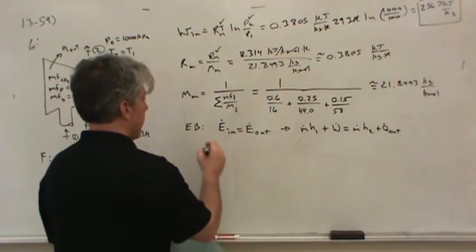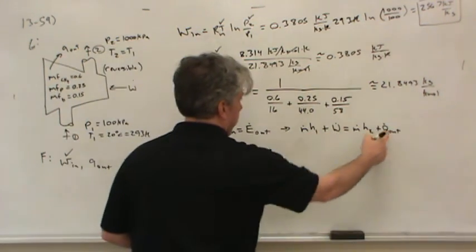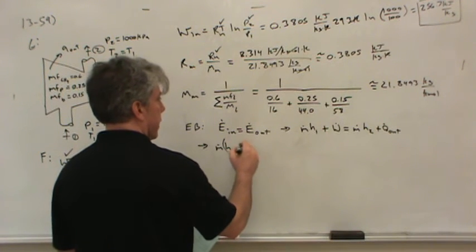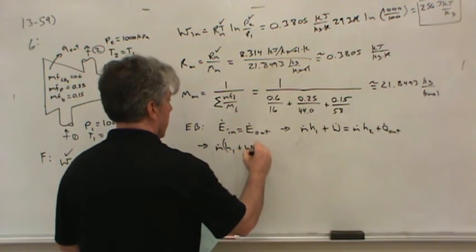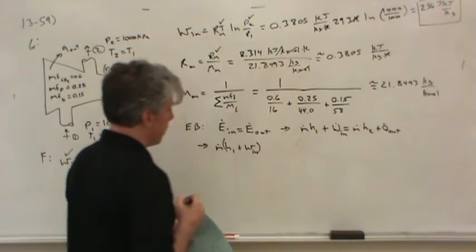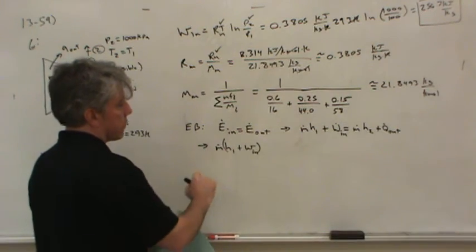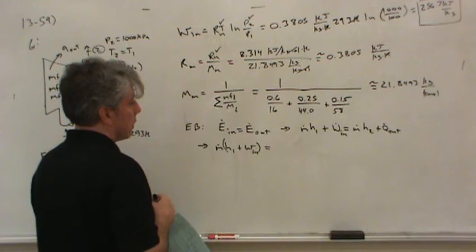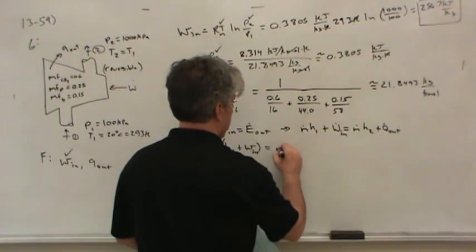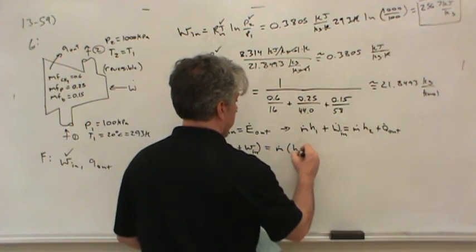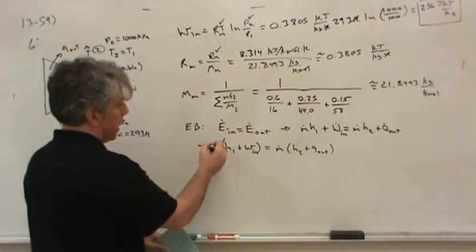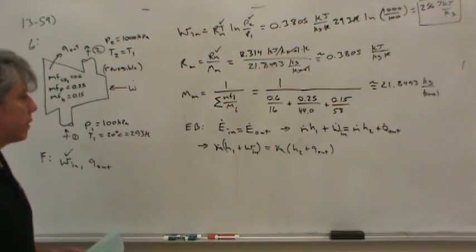Now I can write the work power and the heat power as follows. M dot H1, I can factor out an M dot like that. Obviously that's power in. So I just factored out the mass flow rate from the work power, and then factor it out also from the heat transfer rate. There we go. And now the mass flow rate cancels and I don't need it.